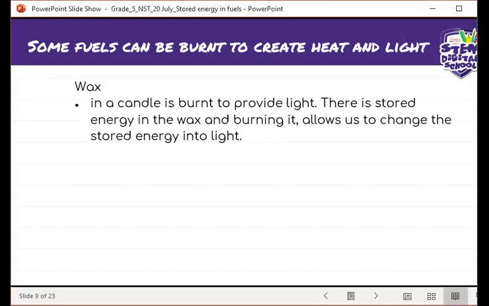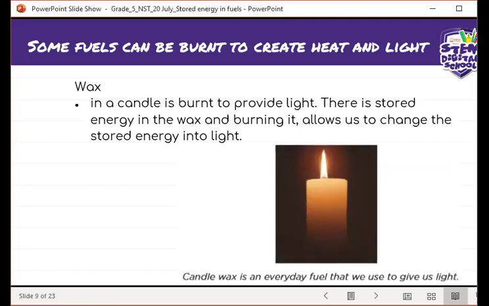It reads, when a candle is burned, the wax in the candle is burned to provide light. I believe that is also what Sakura just mentioned to us. There is stored energy in the wax, and burning it allows us to change the stored energy into light. Wax is another example of a fuel that can be burned to provide heat as well as light. Here we have an example of a candle, which is used by some people to give us light as well as heat.